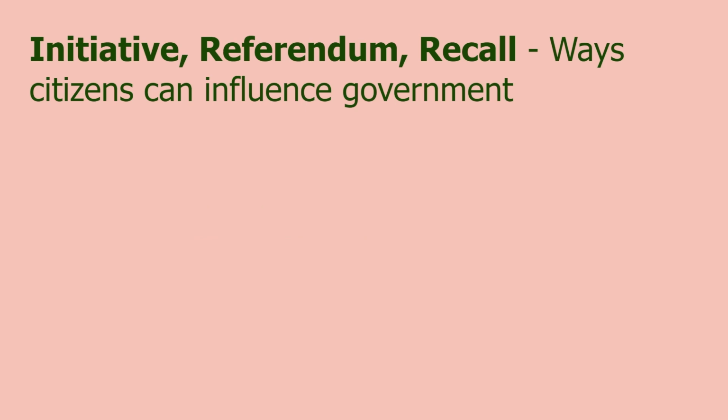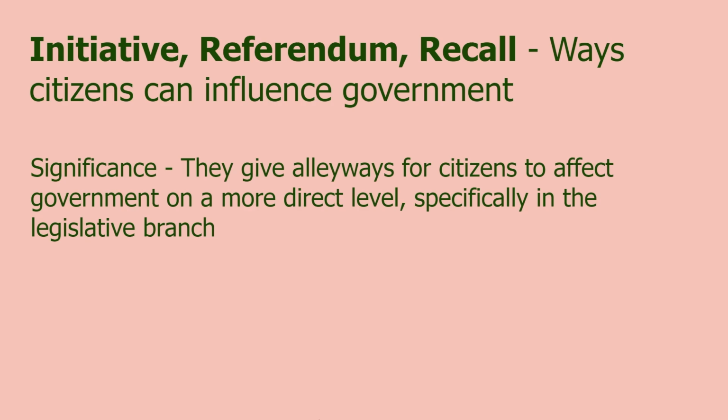Initiative, referendum, and recall: ways citizens can influence government. They give avenues for citizens to affect government on a more direct level, specifically in the legislative branch. It is helpful to know what each term means, but I don't think it's really necessary. You can just drop these 3 words in like an essay or something and use it as an example of how citizens can participate in democracy.